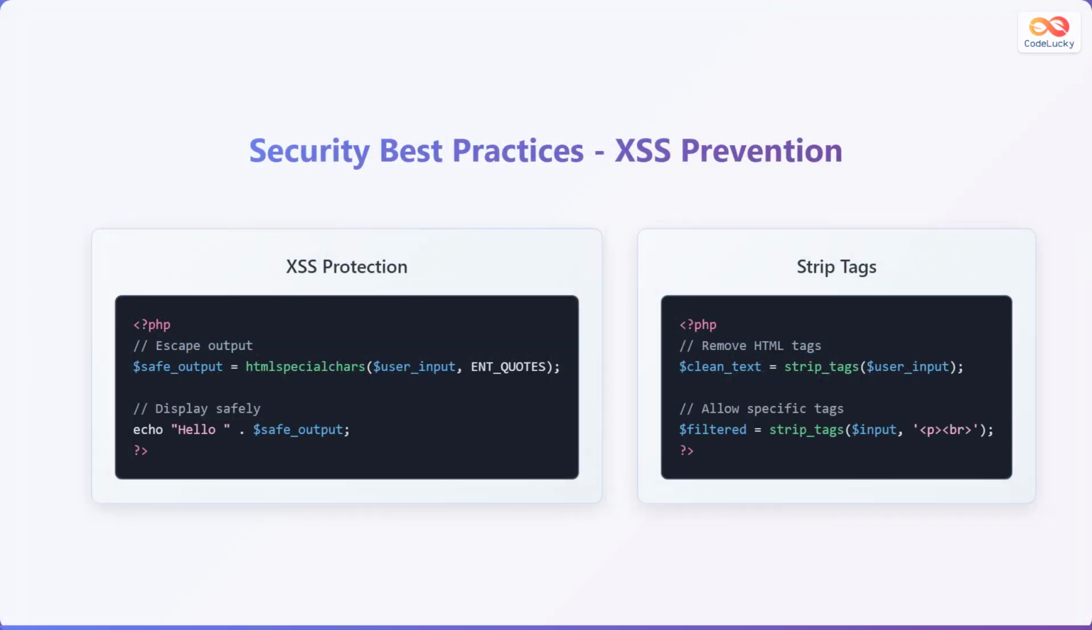Let's discuss security best practices and see how to prevent cross-site scripting, also known as XSS. To protect against XSS, escape output by using the htmlspecialchars function on any user input before displaying it. The ENT_QUOTES flag ensures that both single and double quotes are properly handled. To remove HTML tags, you can use the strip_tags function, which removes all HTML and PHP tags from a string. You can also allow specific tags by including them as the second argument to strip_tags, such as paragraph and break tags.